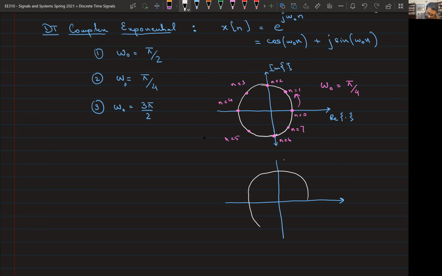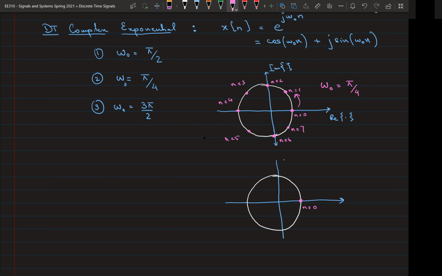So once again, I have a circle. What happens at n equals 0? Where's the circle at n equals 0? Should I draw a better circle? Not so better, but nevertheless. Where is it at n equals 0? What do you think, Umar? It will be at 0. Right, excellent. So at n equals 0, the point is here.